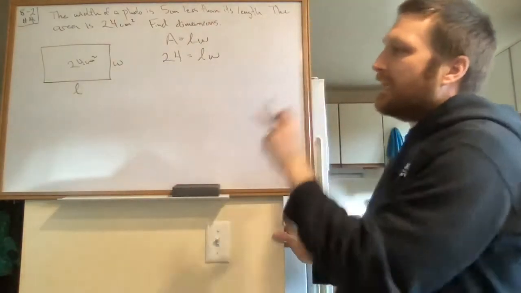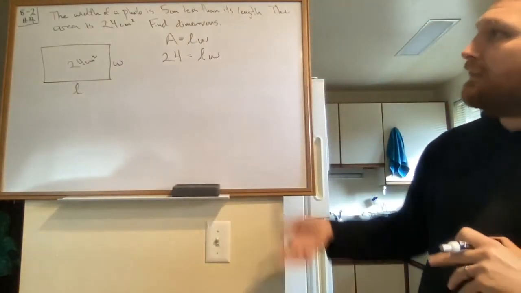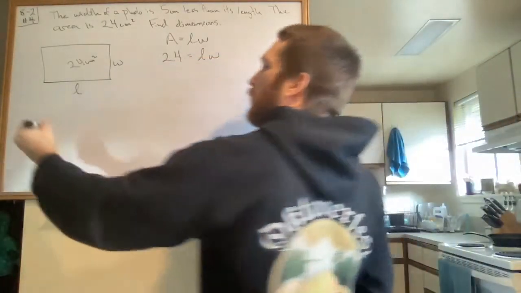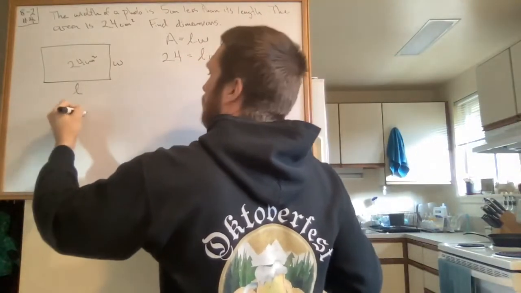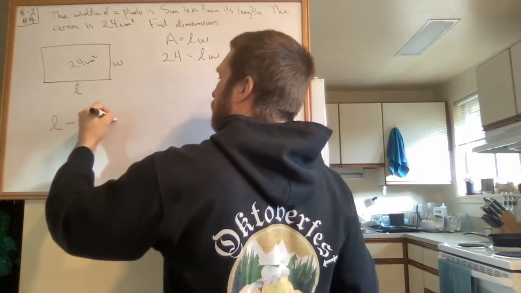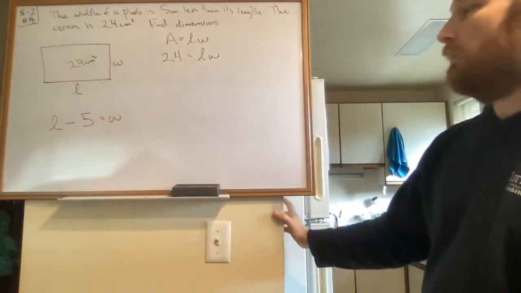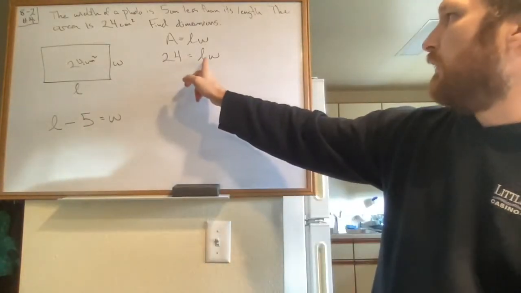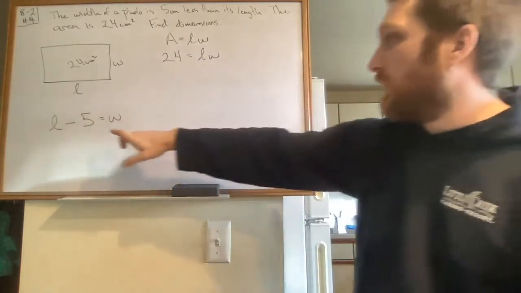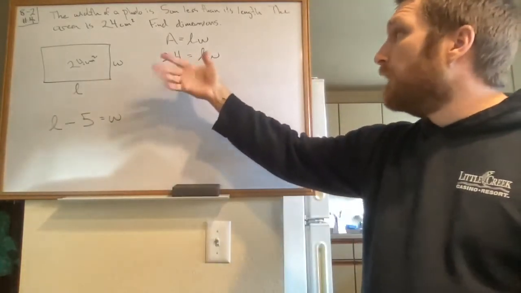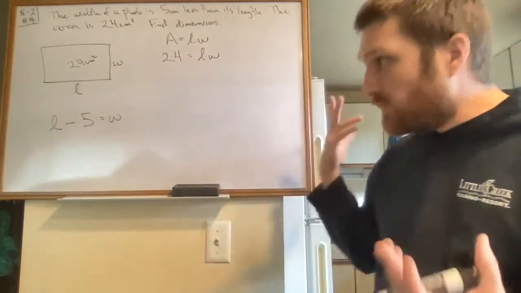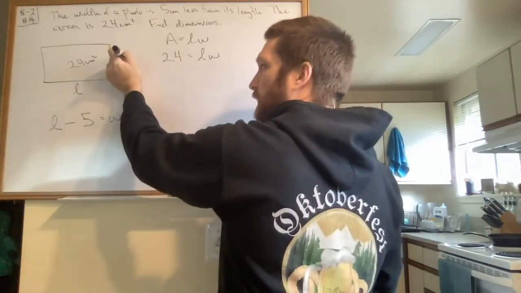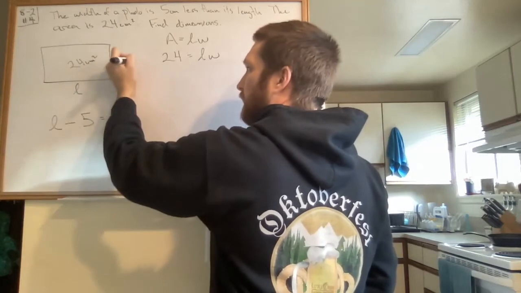But we need to somehow relate these together. And it says that the width is 5 centimeters less than the length. So in other words, if we took the length and subtracted off 5, we would end up with the width. We could say we'll replace W with L minus 5 right there. And now we'll have one equation in one variable, L, and we should be able to solve that. To be clear, I'm saying that W is equal to L minus 5.